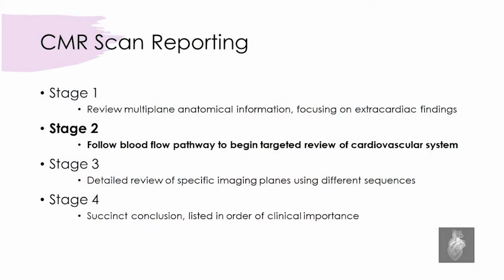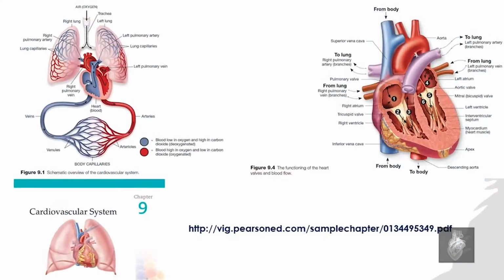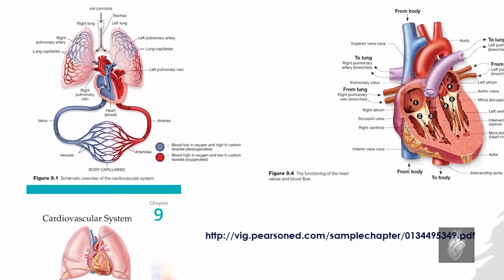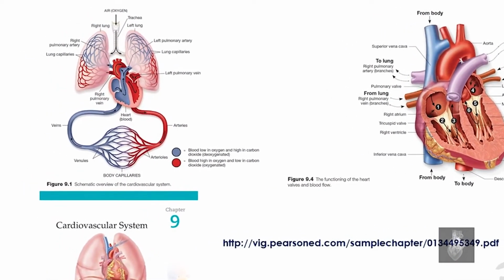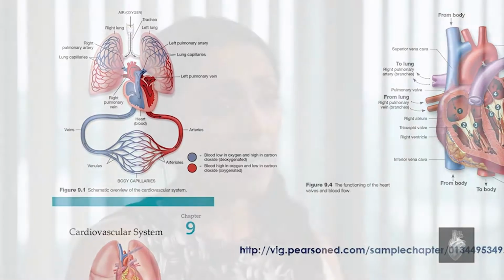Next, I use the follow the blood flow style of reviewing to narrow in on the cardiovascular system. So, starting from the inferior vena cava and following blood flow in and out of the heart until you arrive back into the abdomen at the abdominal aorta. Along the way, you will reach some preliminary findings.